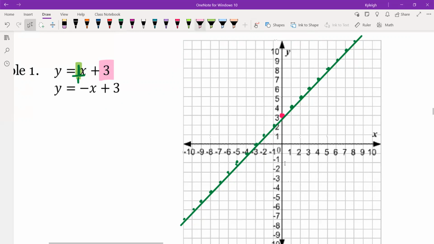So figuring out where the other one crosses, again, this is your y-intercept, this is your slope. Now it's a -1 over 1. So we're gonna start here at +3 again. And now we're going this way. Okay, up 1, down 1, up 1, down 1. Up 1 over 1. And we're gonna connect that line.